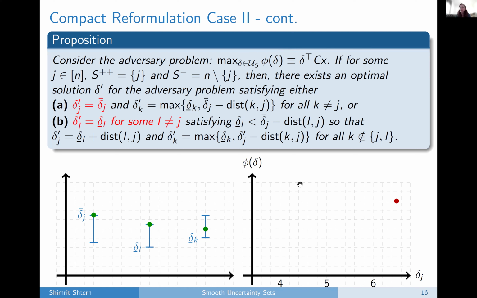Now we can change the value of delta J. So what happens if we lower the value of delta J? Okay, so we can shift it until the point where one of the other coefficients get its lower bound. Then we need to stop because we can't decrease this coefficient anymore. So let's say we stop here. We can still reduce delta J, but now only delta K will be reduced with it. And that will give us another linear function.